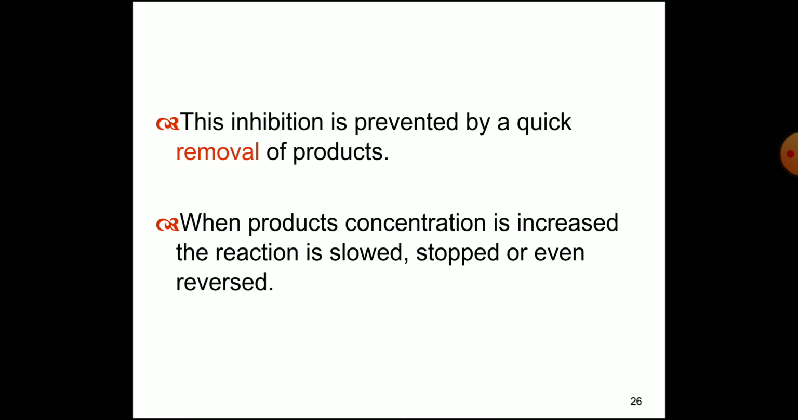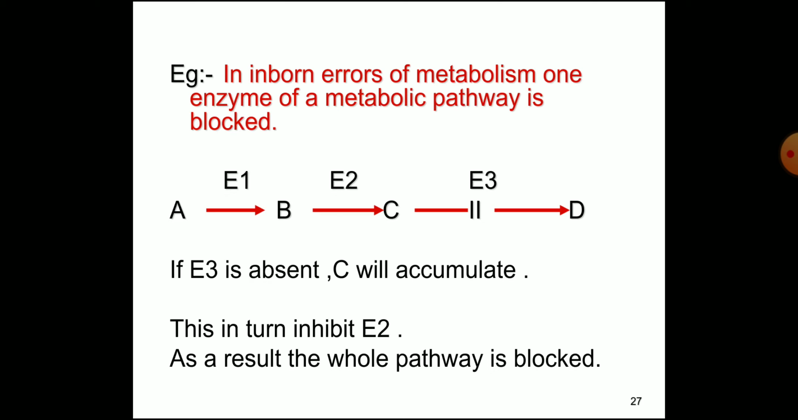When product concentration is increased, the reaction is slowed, stopped, or even reversed. Usually when there is excess production, it accumulates in the medium. What happens is the reaction becomes slowed. Later on it will stop the reaction, and sometimes reversal occurs. That is what happens in product accumulation.